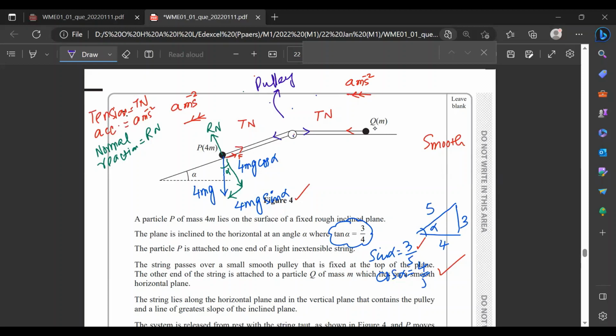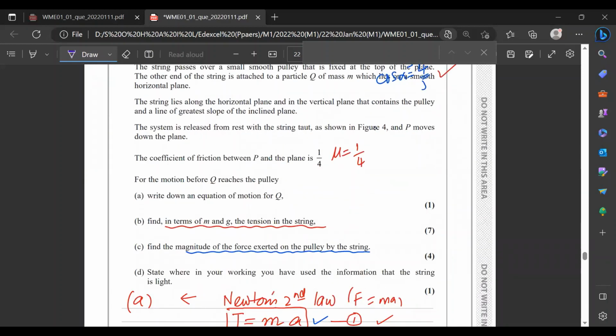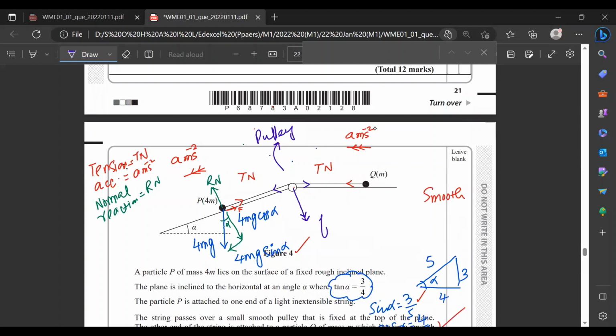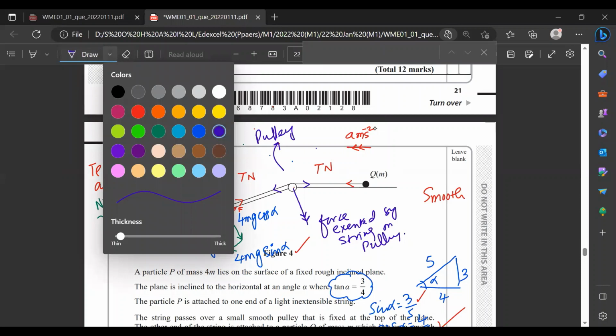This is the force exerted by the string on the pulley. This is the force exerted by the string on the pulley. So I can mark this as force X. X newtons is the question mark. This is X, the force on the pulley. So next we'll find X.